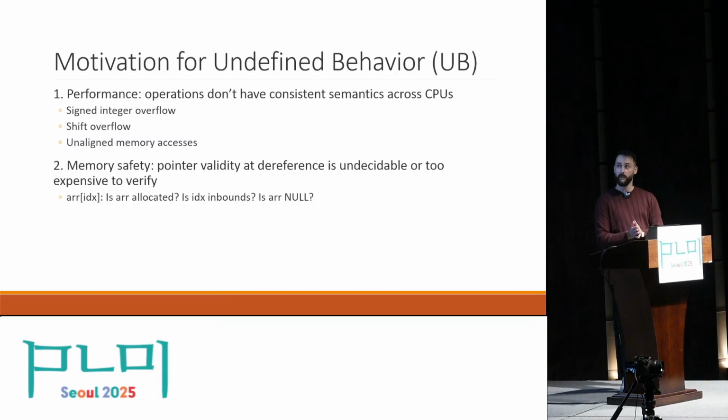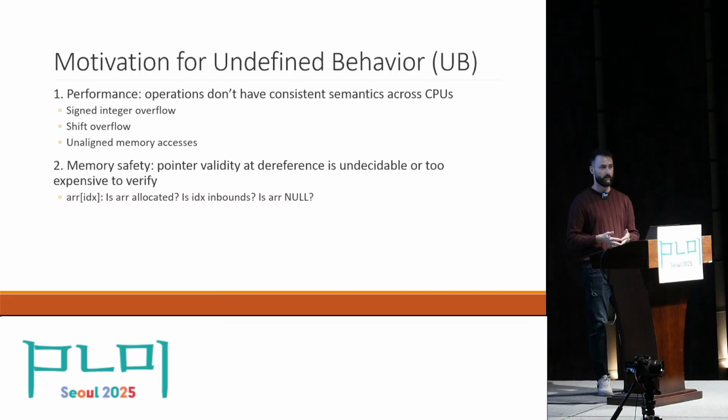The other problem is that proving memory safety properties is too hard in the general case. Take, for example, array[index]. The compiler needs to prove that array is allocated, that index is in bounds, and that array is not null. So by making those cases undefined behavior, the compiler can assume that they never happen, and it becomes the responsibility of the programmer to actually check that those corner cases of the language are never hit. So to sum up, performance is the sole reason for the existence of undefined behavior.